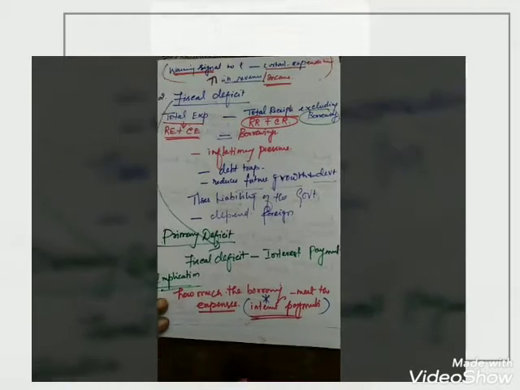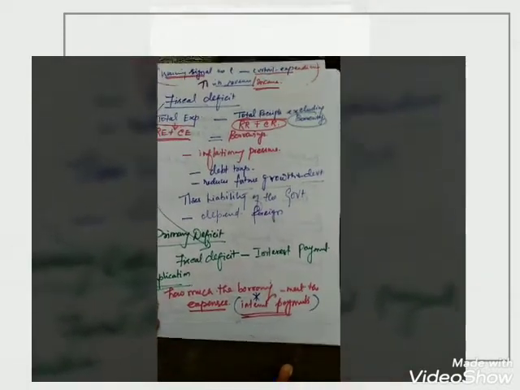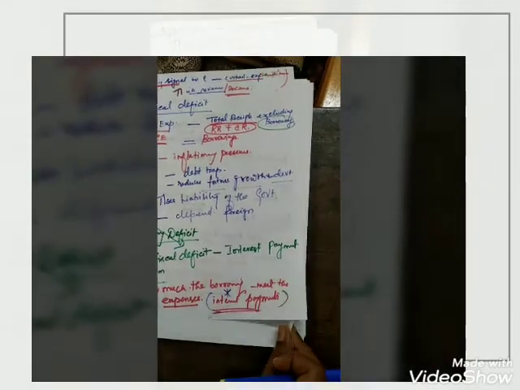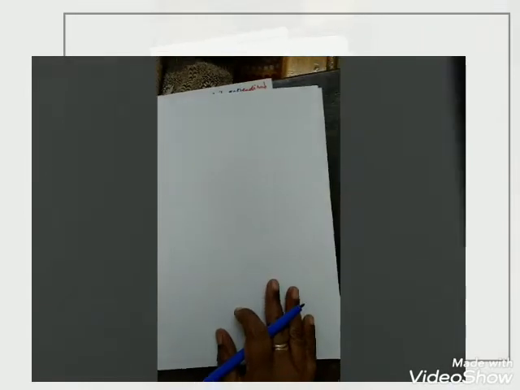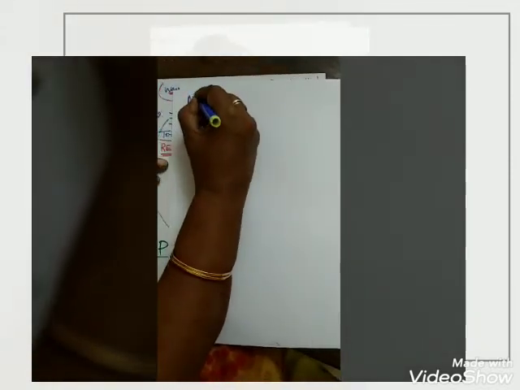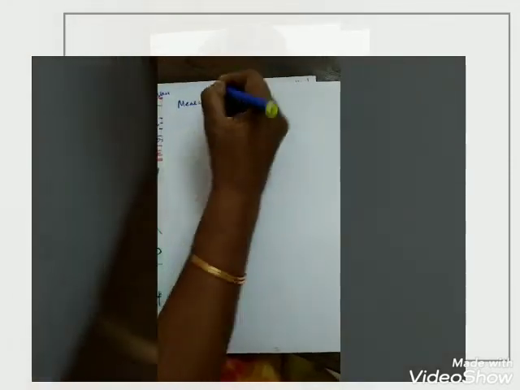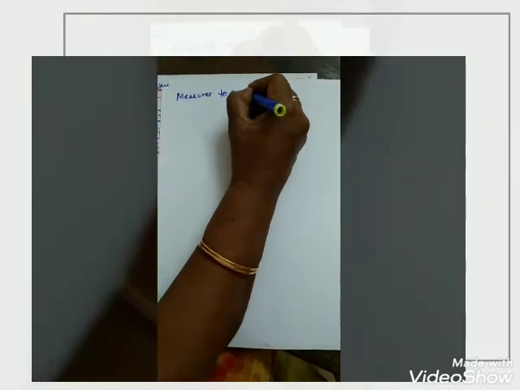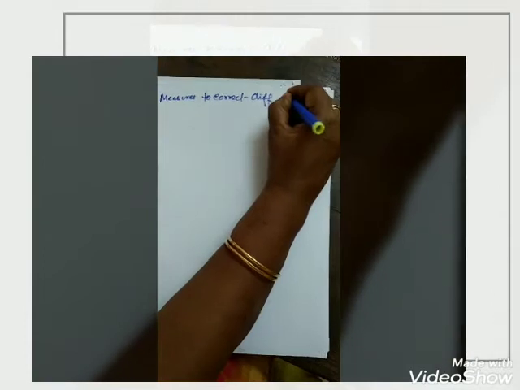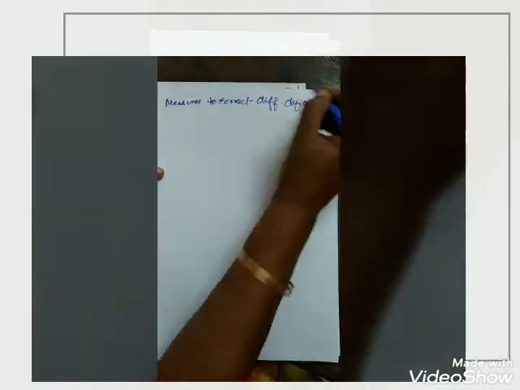There are three types of deficit. First one, what is that? Revenue deficit, fiscal deficit and primary deficit. The next part is how to solve the deficits. It's a very important one now. What are the measures to correct the deficits? All three deficits. What are the measures?